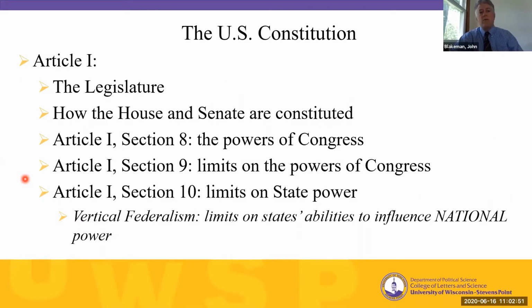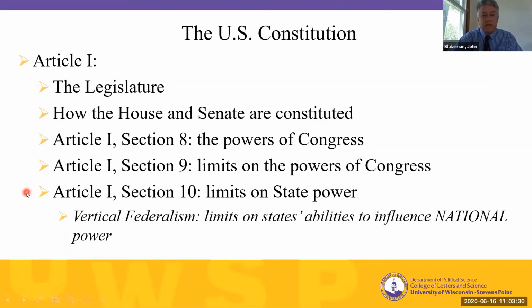All right, let's look at Article 1. Article 1 sets up Congress, our legislature. It tells us how the House and the Senate are to be constituted. The things that I really focus on in this class are in Article 1, Section 8, the powers of Congress. Article 1, Section 8 is a fairly detailed list of the things that Congress can do. Article 1, Section 9 is a list of the things Congress cannot do. Together, Section 8 and Section 9 sort of round out congressional power.